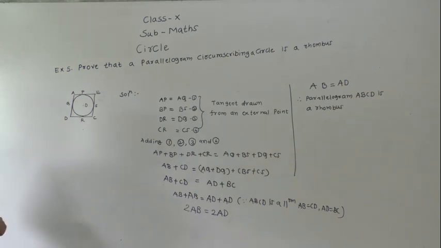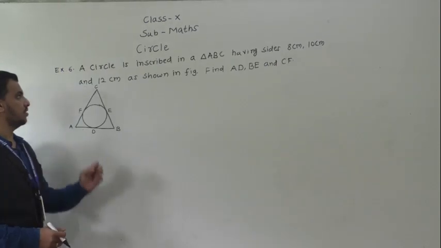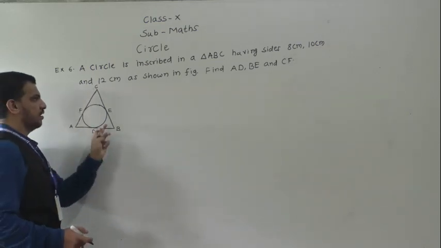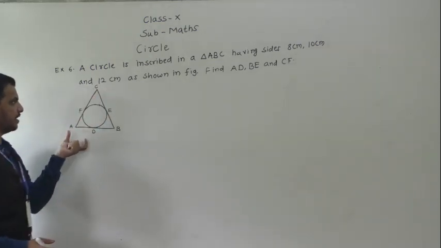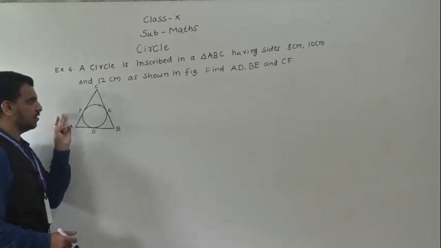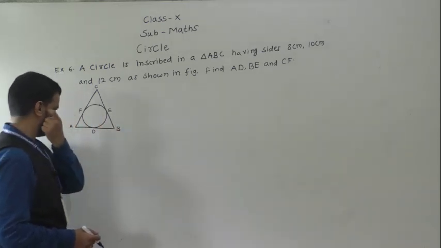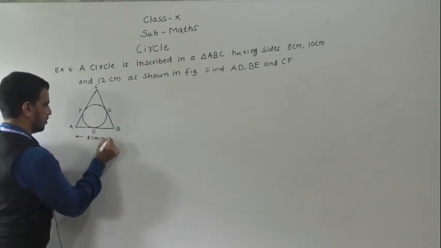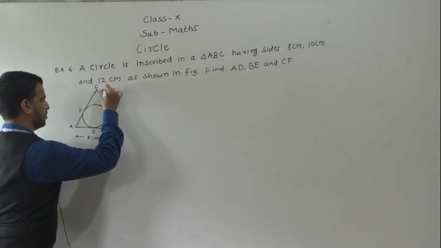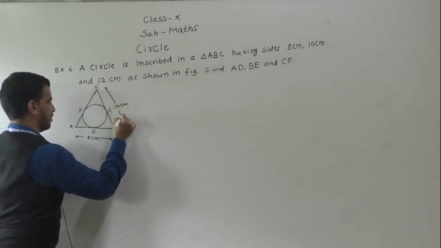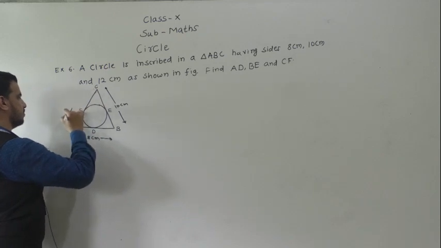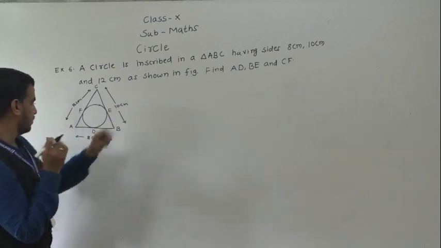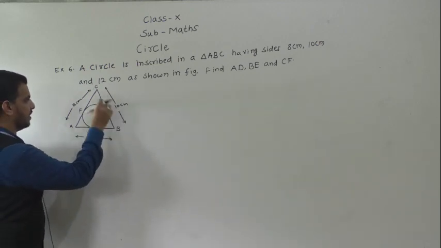Now we will take the next example. A circle is inscribed in triangle ABC having sides 8 cm, 10 cm and 12 cm as shown in the figure. Find AD, BE and CF. So if this is 8 cm, this is 10 cm and this is 12 cm, we have to find AD, BE and CF.